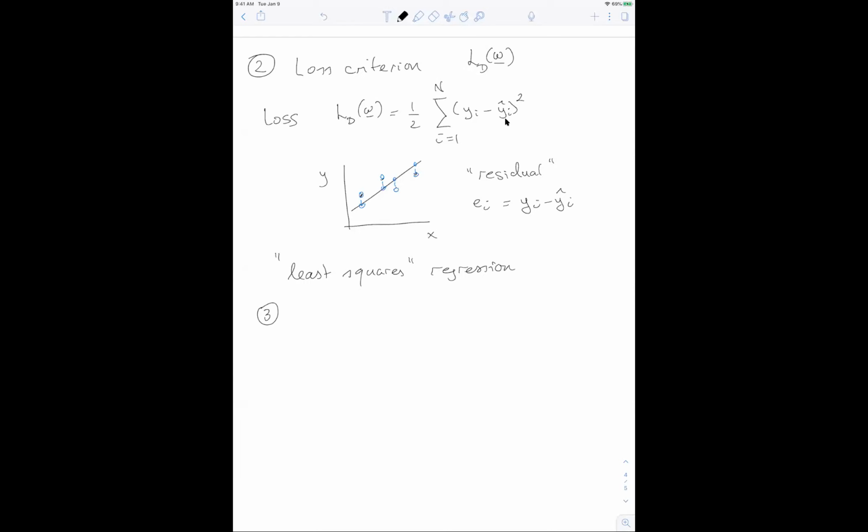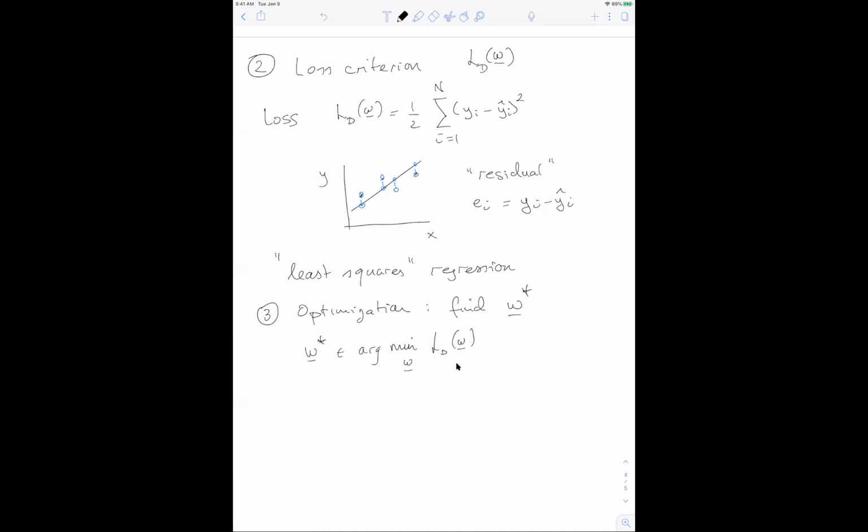And why is that? Well, the third step is we need to know how to optimize and find a W star that minimizes the loss on my training data. Okay, so we're looking for a W star that is, this is like an argument that minimizes this function. That's what we're looking for. W star that minimizes our loss function.